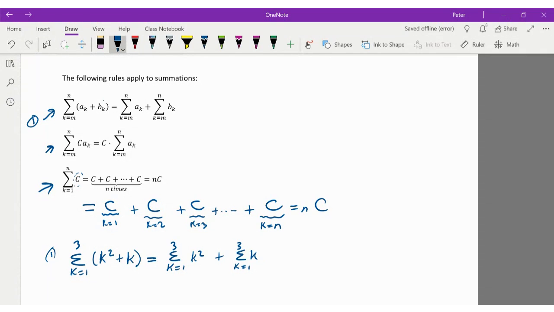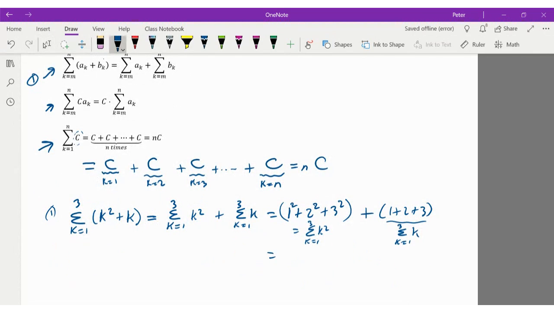So the first sum is just going to equal 1 squared plus 2 squared plus 3 squared, and then plus 1 plus 2 plus 3 for the sum of k. So this is just going to be 1 plus 4 plus 9 plus 1 plus 2 plus 3. That equals 5, and 9 is 13, and 6 is 19.